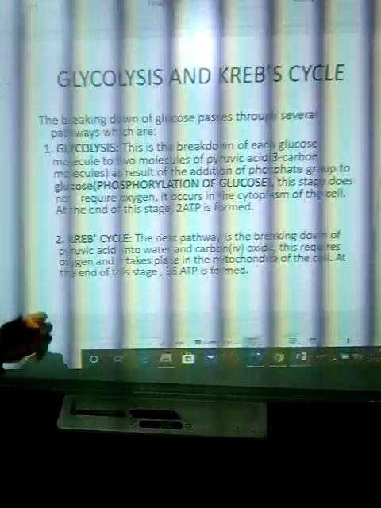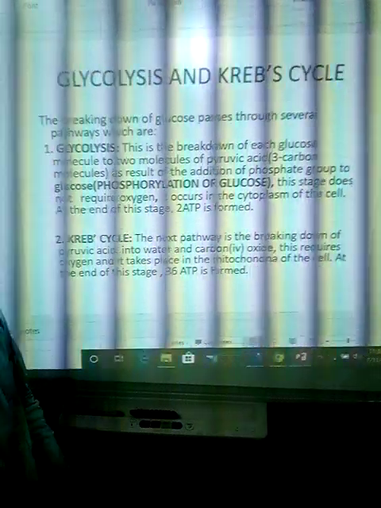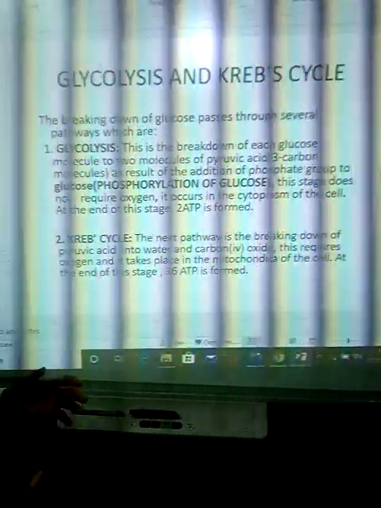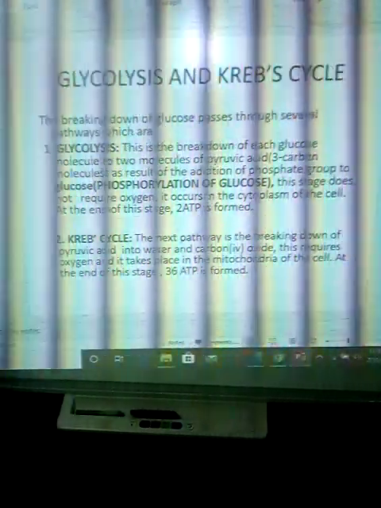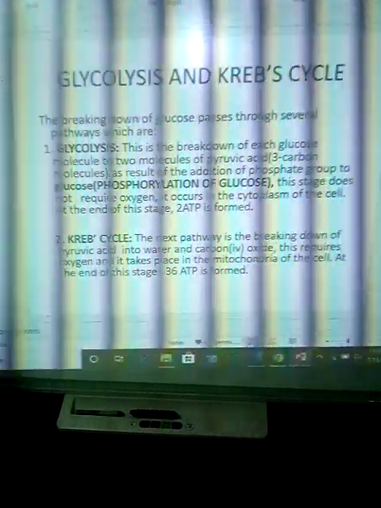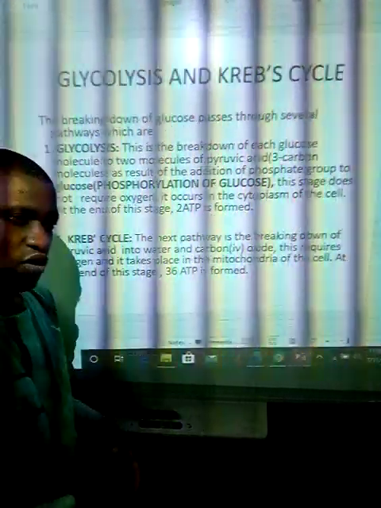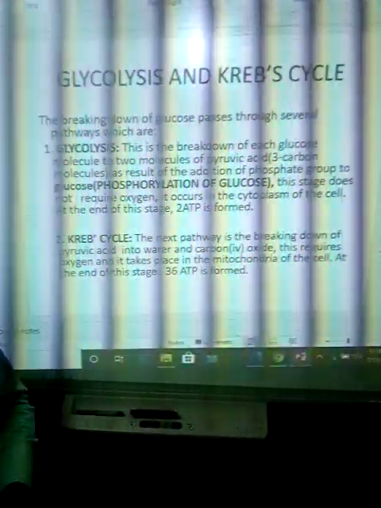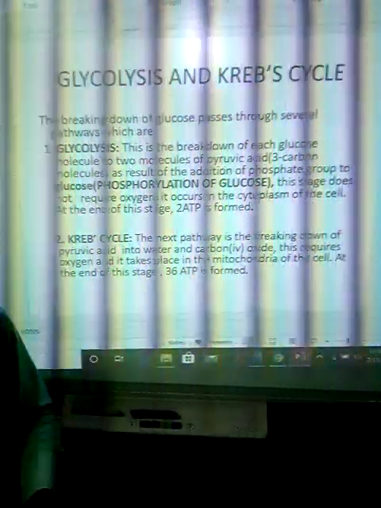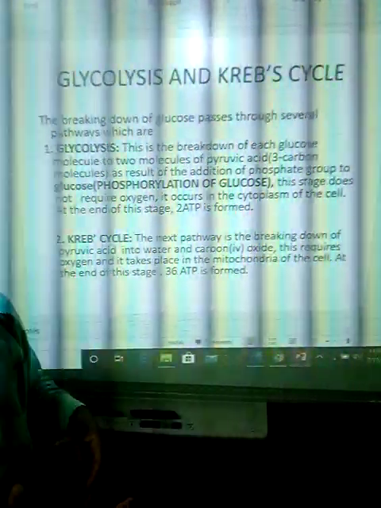These are the two major processes involved in cellular respiration. We call it cellular respiration or tissue respiration. Cellular because it takes place in the cell. Tissue because it takes place among cells. Internal because it takes place inside the body.